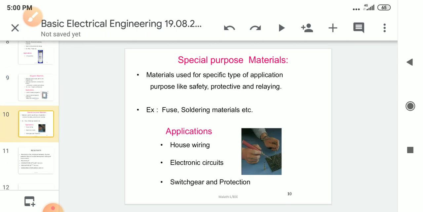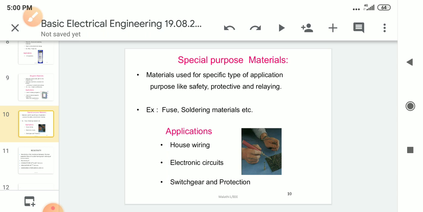Special purpose materials. In our electrical engineering life, throughout the field, we observe conducting material, insulating material, semiconducting material, dielectric material, and magnetic material. In addition to these, special purpose materials are also there. In this particular unit, we study the insulating material and special purpose material.